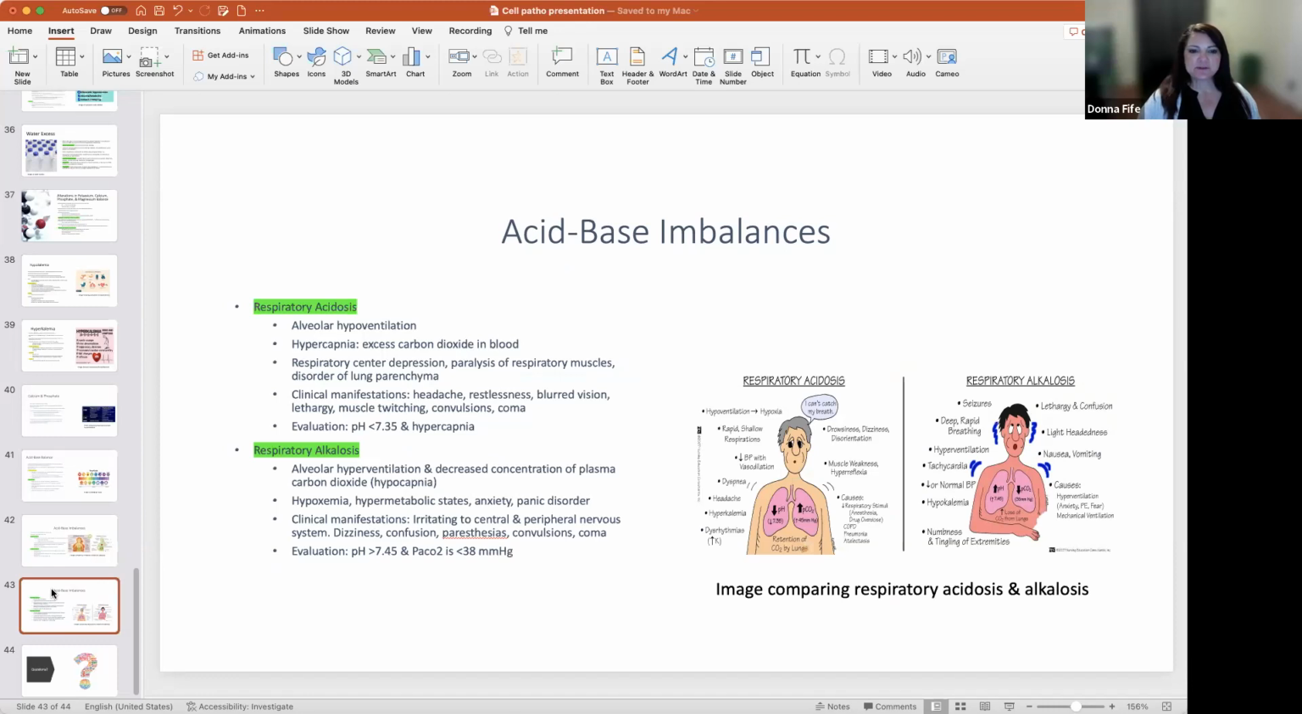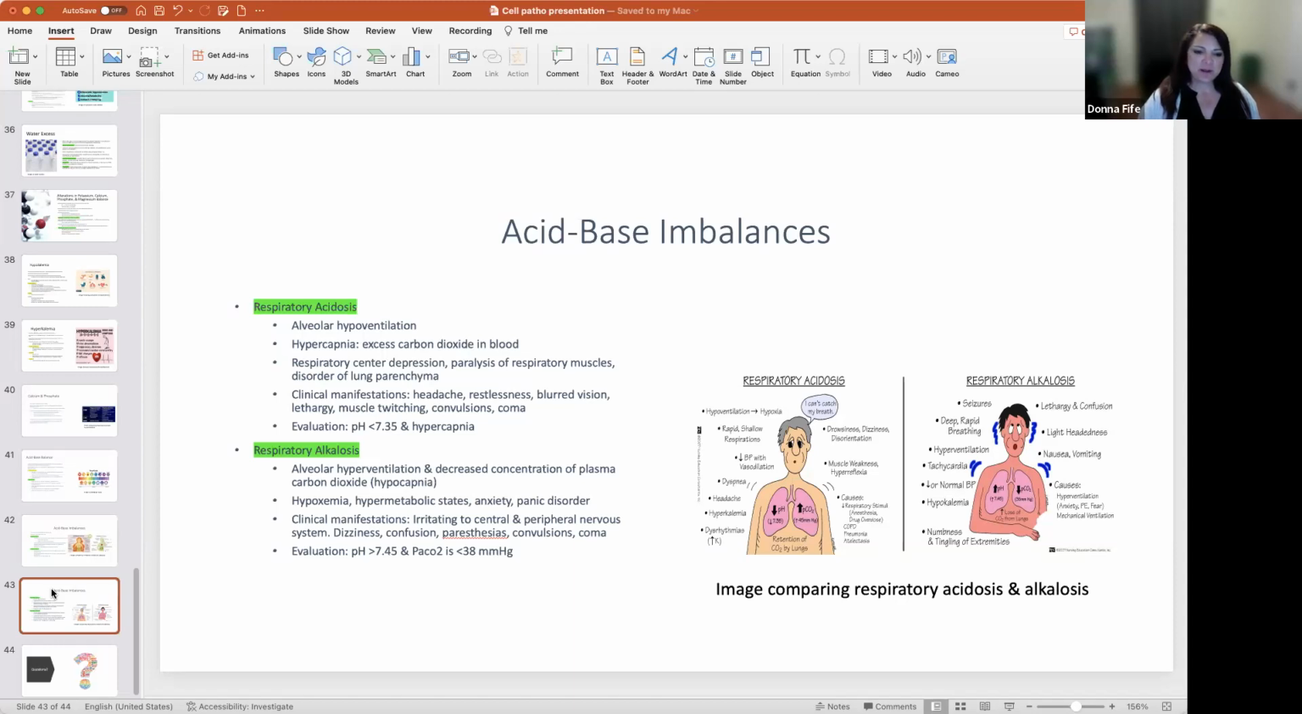With respiratory acidosis, there's alveolar hypoventilation, hypercapnia, which is an excess of carbon dioxide in the blood, respiratory center depression, paralysis of respiratory muscles, and disorders of lung parenchyma can lead to respiratory acidosis. Clinical manifestations can include headache, restlessness, blurred vision, lethargy, muscle twitching, convulsions, and coma. An evaluation is of the arterial blood gas showing a pH less than 7.35 and hypercapnia.